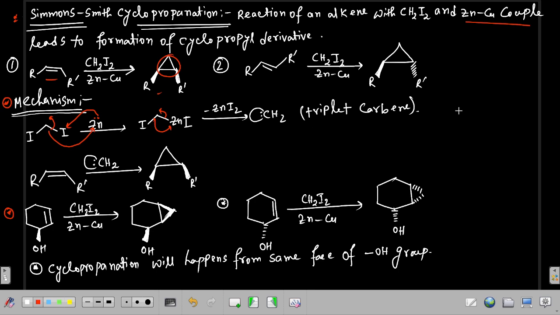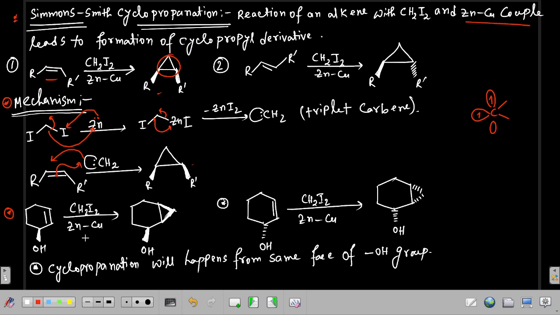This is a triplet carbene. As you know, the triplet carbene is an sp2 carbon. In this sp2 carbon, it has two electrons, and both electrons have parallel spins, so that's why it's a triplet carbene. Now this carbene will attack the alkene, and this alkene will attack this carbene carbon, and it leads to the formation of this cyclopropyl derivative.